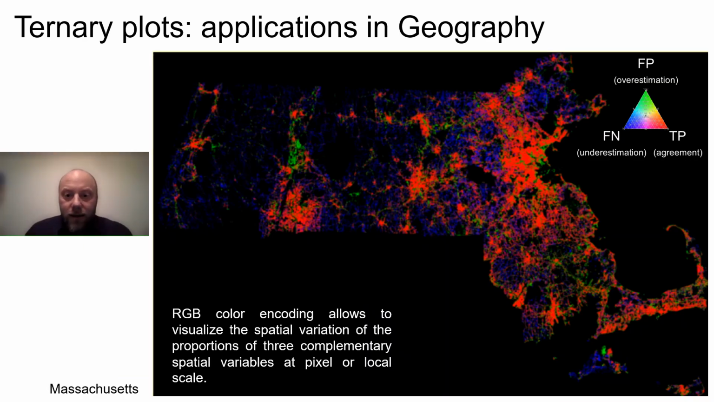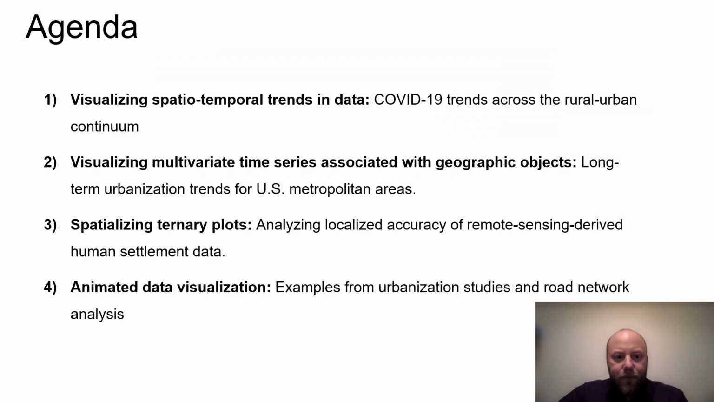The same visualization here is shown for the whole state of Massachusetts. So again, RGB color encoding allows us to visualize the spatial variation of the proportions of 3 complementary spatial variables at the pixel or at a local spatial scale, right? So that's that. This is basically the third topic, and now the last topic. I think we will go through this rather quickly.